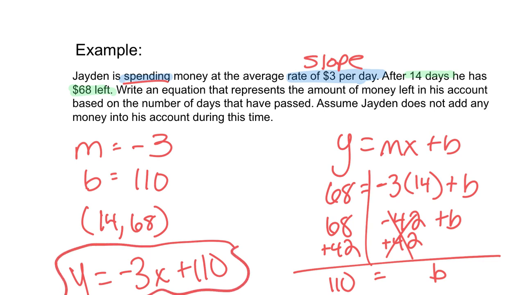Now, some folks in class said, well, if 14 days have gone by and he spent $3 a day, I can just do 3 times 14 to figure out how much he's already spent and add that back to your 68. You absolutely can do that. 3 times 14 is 42. 68 plus 42 still gives you 110. So you still find the same y-intercept. If that makes sense to you, by all means, do that. But I need you to be able to recognize that a negative 3 is your slope and that he started with $110.